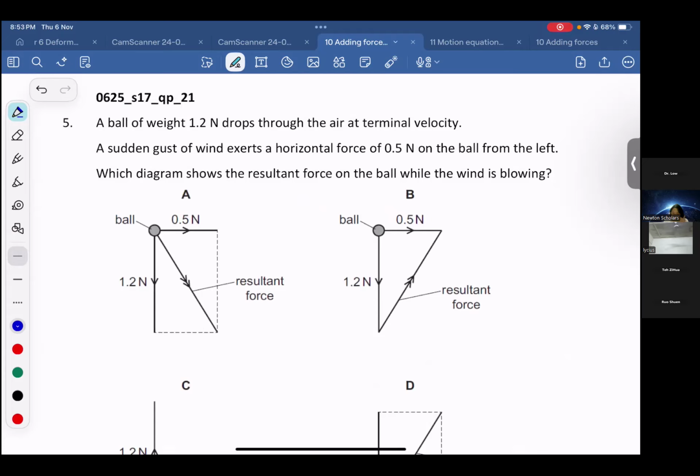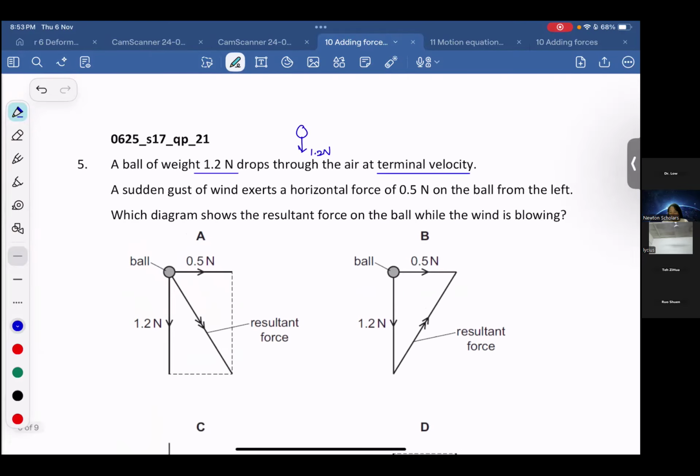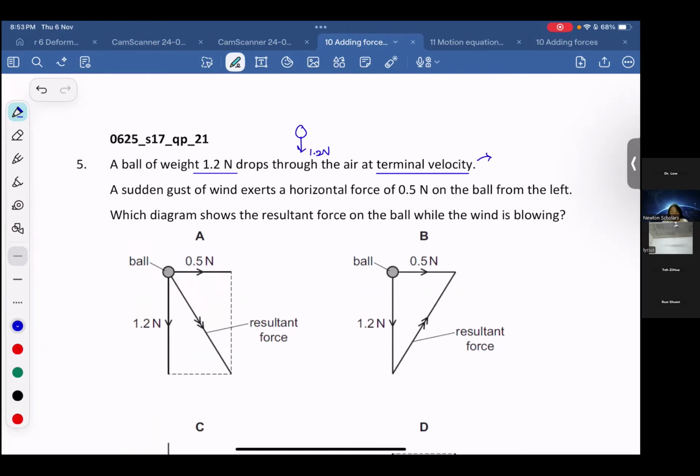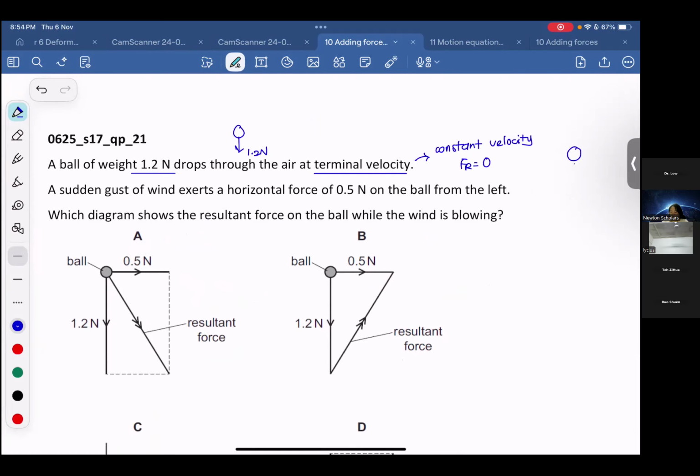A ball of weight. Weight is 1.2 Newton. So weight always points downward. So I know 1.2 Newton pointing downward. It dropped through the air at terminal velocity. Still remember this topic we learned before. When terminal velocity, what is happening? That means constant speed. Okay, constant velocity. When constant velocity, your resultant force is 0. So we achieve constant velocity when your weight equals your air resistance. Do you agree? Recall the topic terminal velocity.